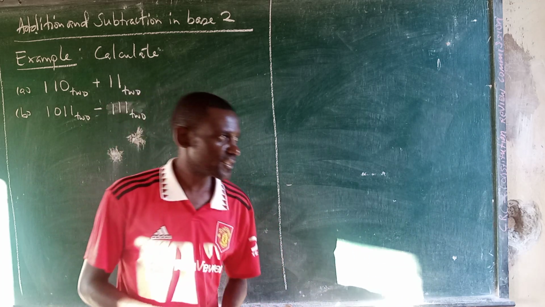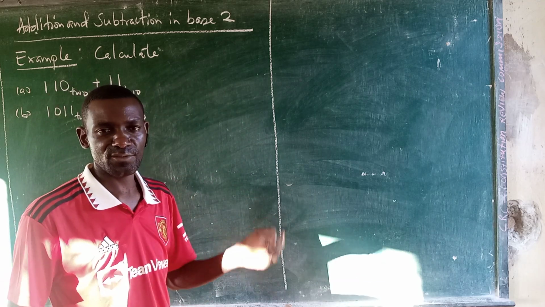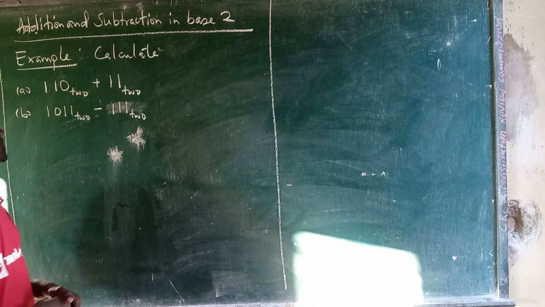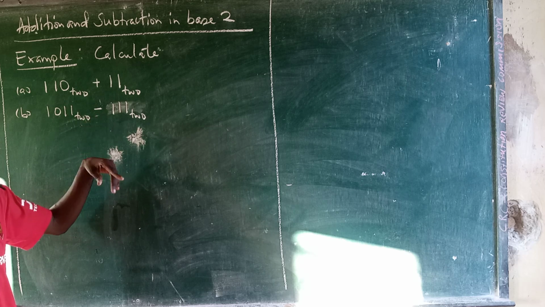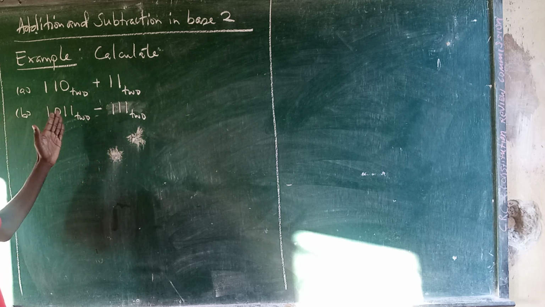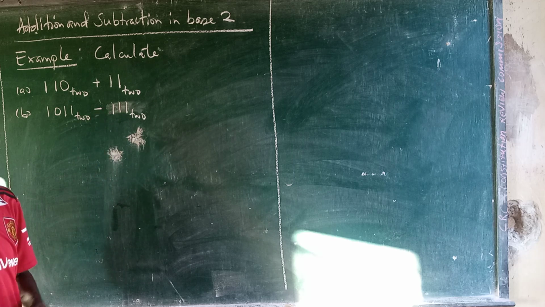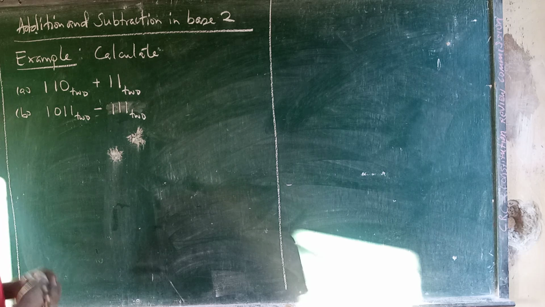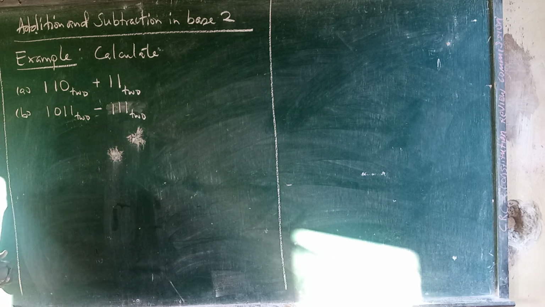So we look at addition and subtraction in base 2. We have an example here. It says calculate: A, 110 base 2 plus 11 base 2, and then B, 1011 base 2 minus 111 base 2. Now, before we do our addition or subtraction, let me give you a table that can guide you.